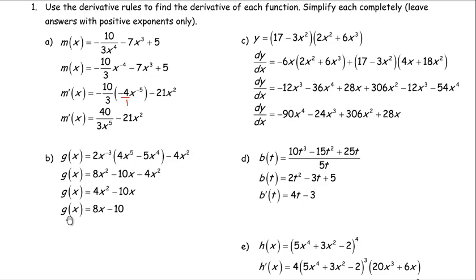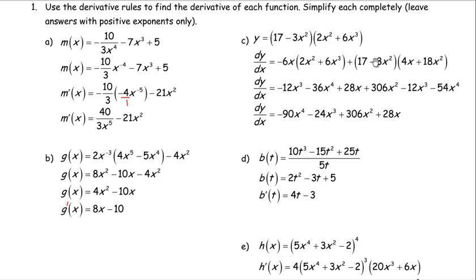I noticed one minor mistake I made here in the second line. This is supposed to be the derivative, so let's put a little prime here. So g prime of x, we're differentiating, so 2 comes down and multiplies by the 4, so it'd be 8x. And then the derivative of negative 10x is just minus 10. So that's the g prime of x.